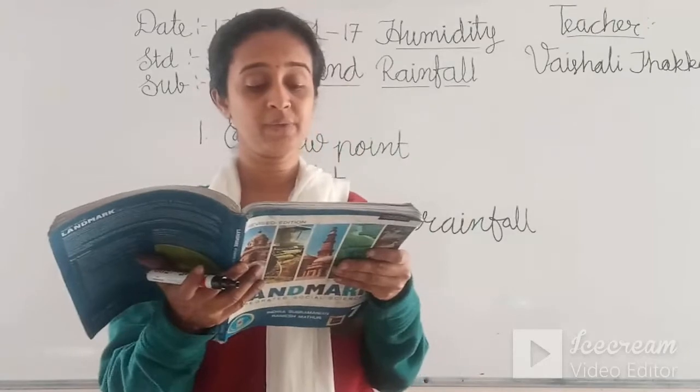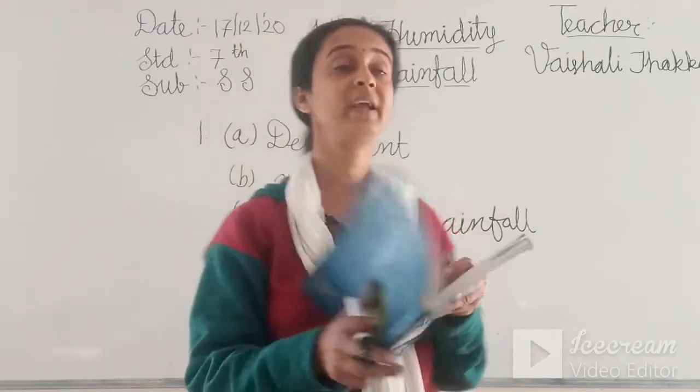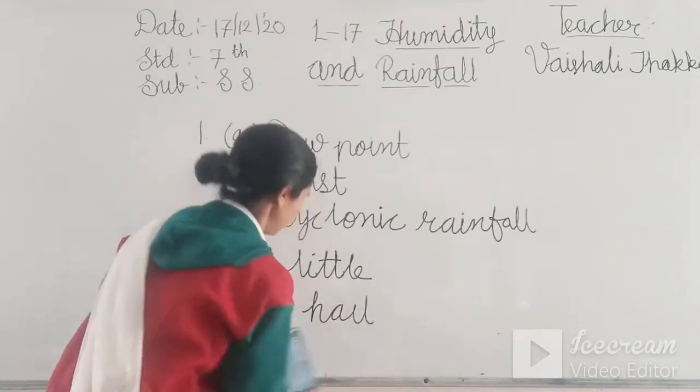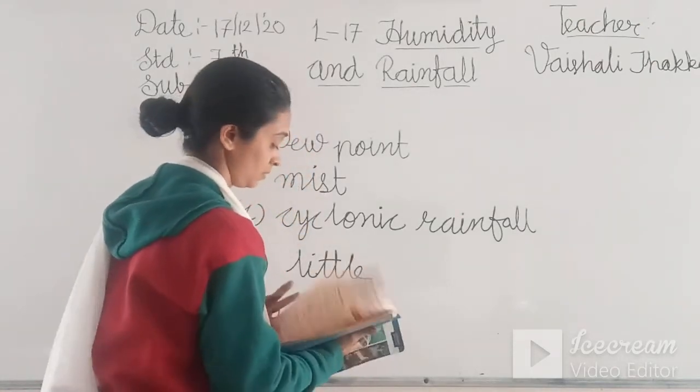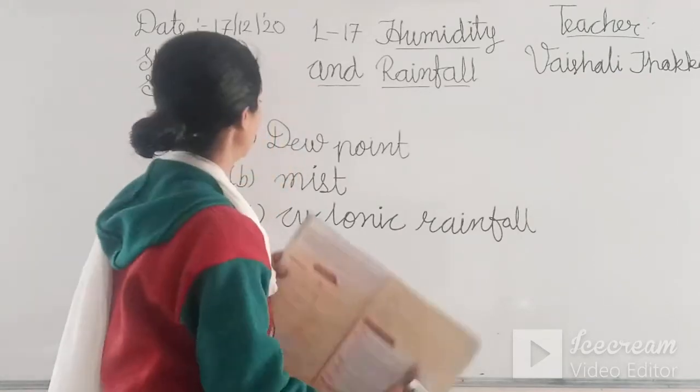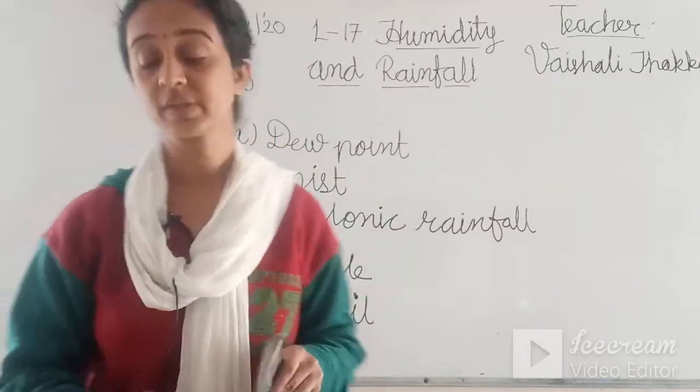Ice pellets falling from the sky are called hail. Hail. Please still note down this.